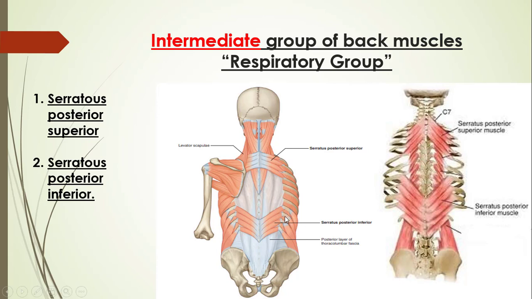Lower border of ribs. Which ribs? 9, 10, 11, and 12, just lateral to their angles. Here's the angle, just lateral to it. What is the function? It depresses ribs 9 to 12, and also may prevent the lower ribs from being elevated when the diaphragm contracts.